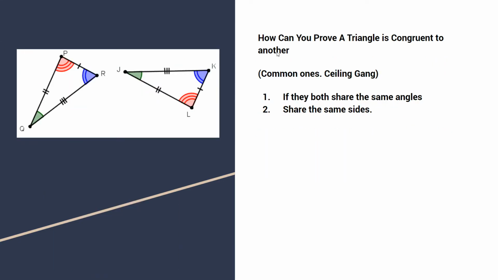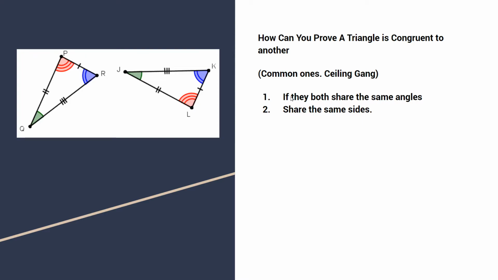Now we're going into ways you can prove it. How can you prove a triangle is congruent to another? These are the common ones. Ceiling gang takes the common ones. We over here are floor gang. We are superior. Here are two common ways people usually know they're congruent.